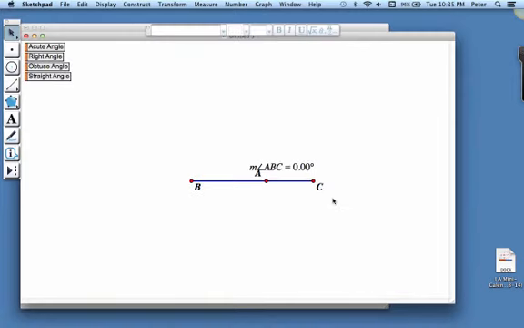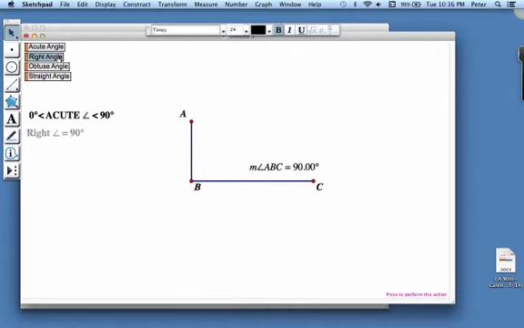We often categorize angles depending upon their size. Angles which are smaller than 90 degrees but greater than 0 are called acute angles. An acute angle is greater than 0 but less than 90. If an angle is exactly 90 degrees, it's called a right angle.